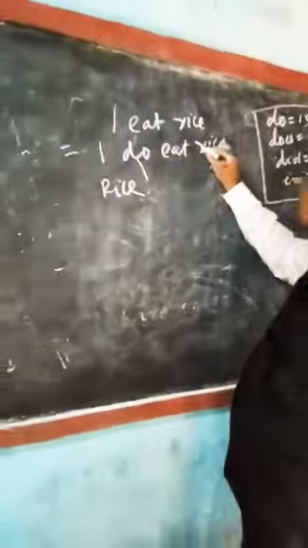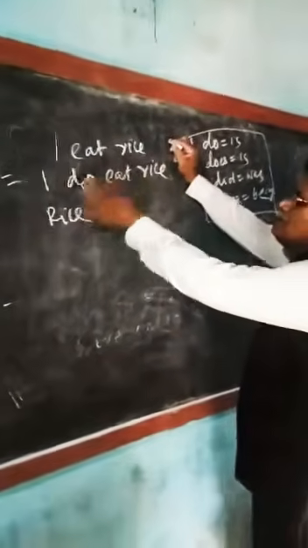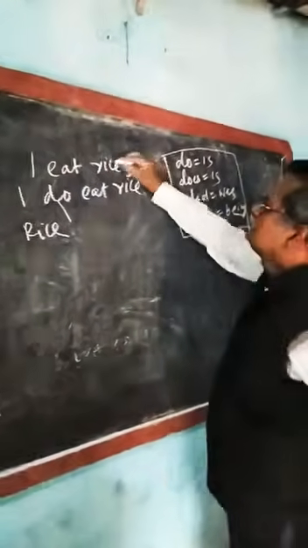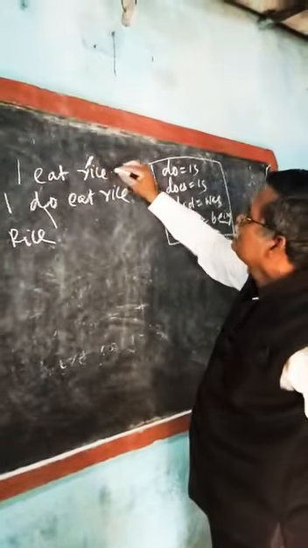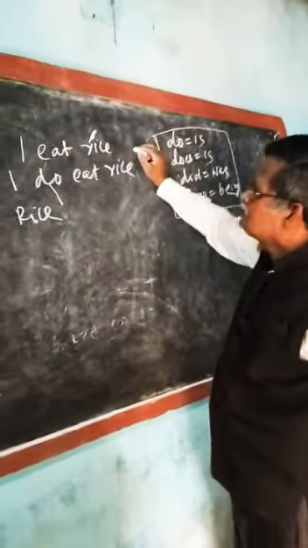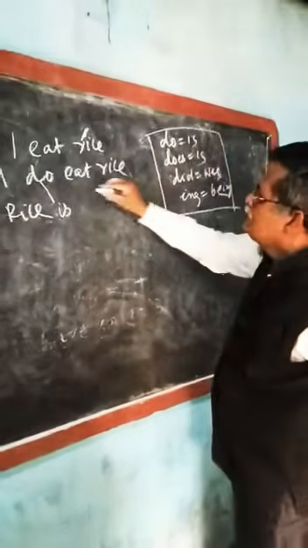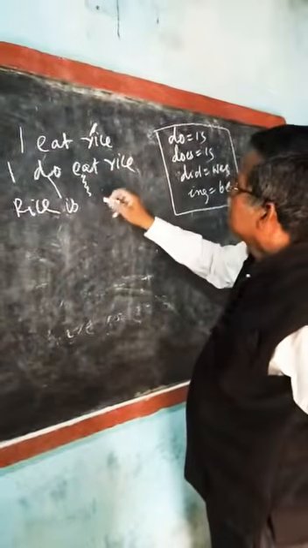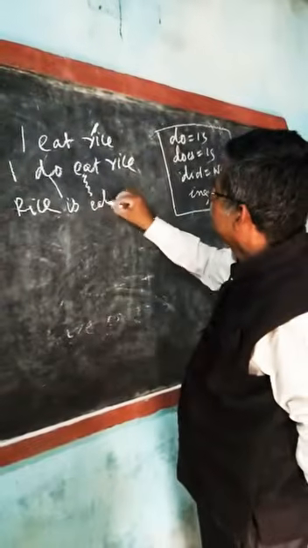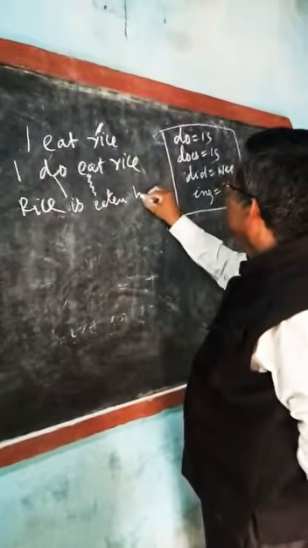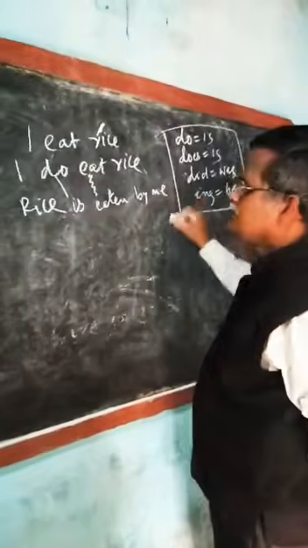So see, the object is number 1, 2, 3, the third element is always considered as object. The object comes to the front position. For do we have to use is, what I have mentioned here. The verb becomes the third form. The third form of eat is eaten. I becomes by me.